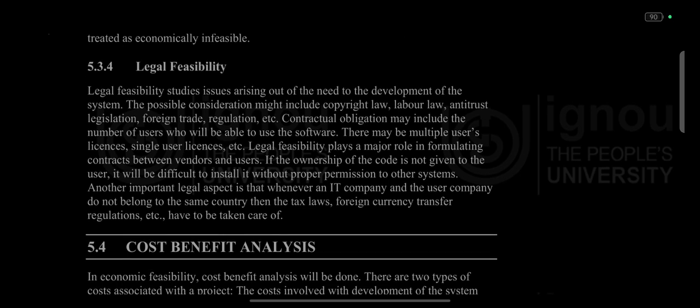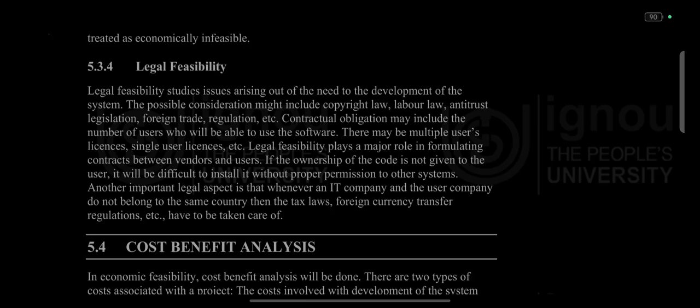Legal feasibility. Legal feasibility studies issues arising out of the needs of the development of the system. The possible considerations might include copyright law, labor law, antitrust legislation, foreign trade regulation, etc. Contractual obligation may include the number of users who will be able to use the software. There may be multiple user licenses, single user licenses, etc.